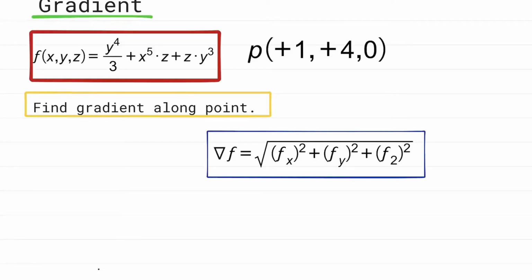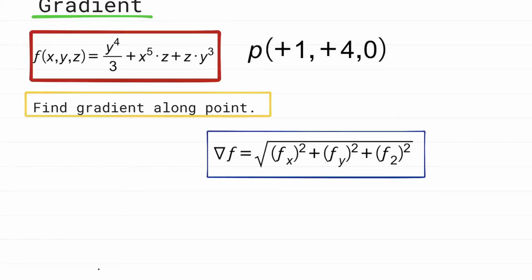So in this example, we're going to compute the gradient along a point, and we're given the multivariable function inside the red rectangle, which is y⁴/3 plus x⁵ times z plus z times y³. That is our multivariable function along the point +1x, +4y, 0z. And here we're going to use the formula for gradient.